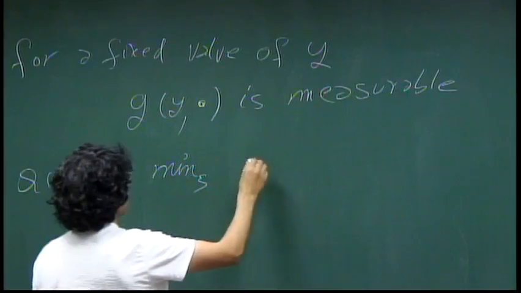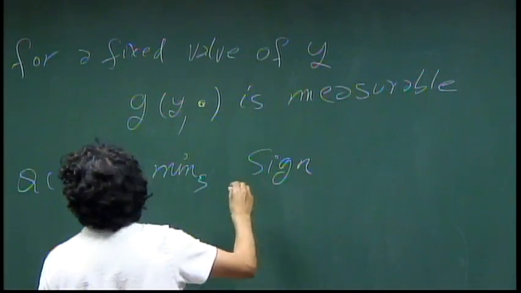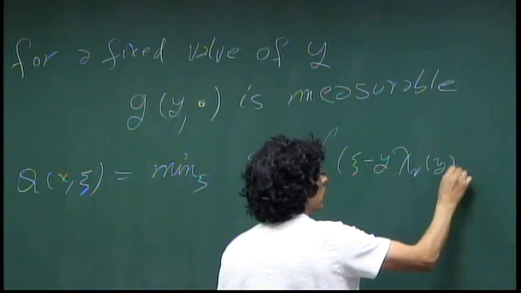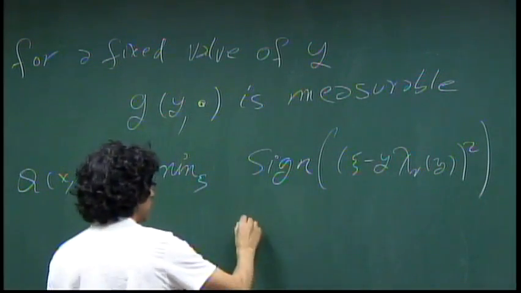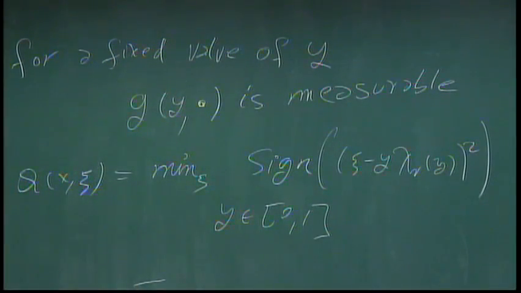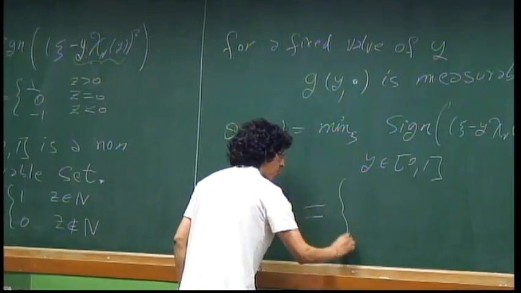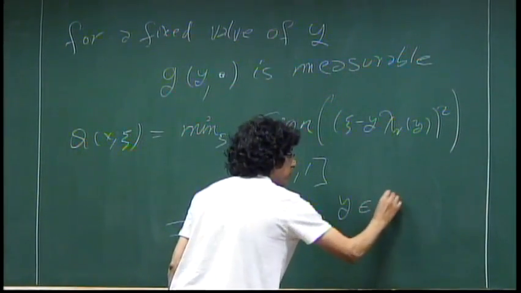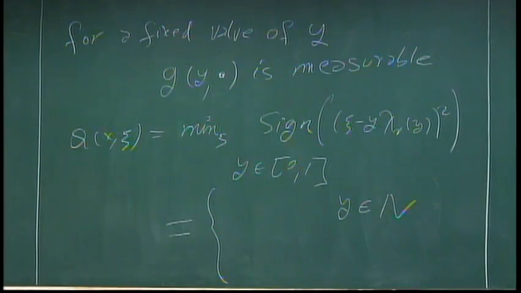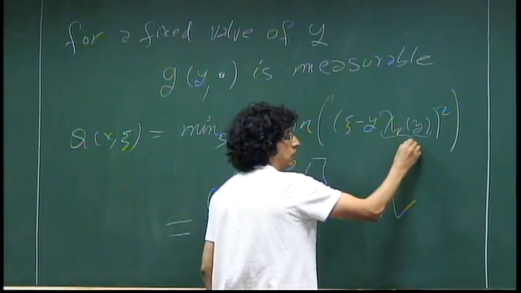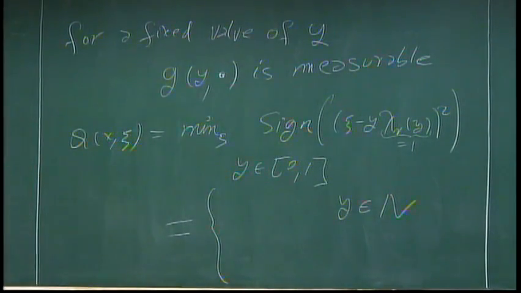It's going to be square that. Okay, this is going to be, okay. If y belongs to this set, okay, if y belongs to this set, this quantity is going to be equal to 1 all the time, okay? For y belonging to, if y belongs to that set.